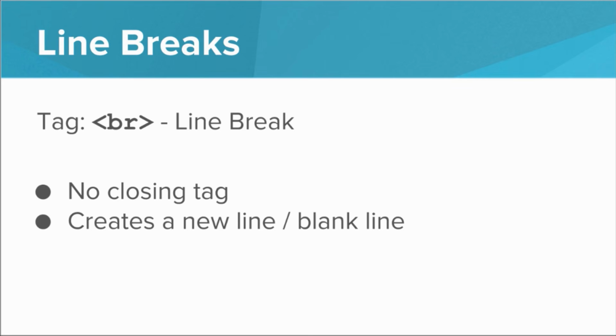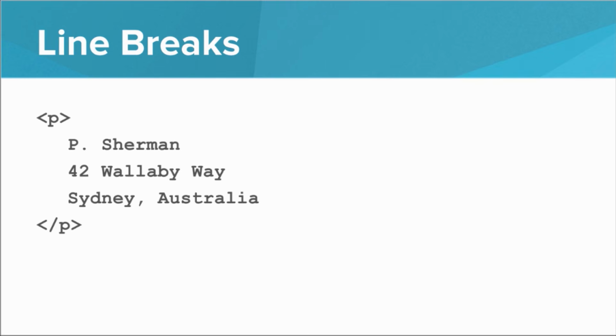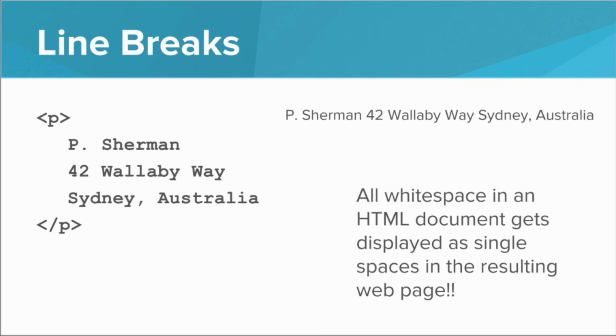Now for line breaks. If we use the BR tag or the break tag, that makes a line break or a new line on the resulting web page. Now this is another weird one that doesn't have a closing tag. All we do is type BR, the BR tag, and we get a blank line on the screen. So for example, say I was trying to write out the address, P. Sherman, 42 Wallaby Way, Sydney, Australia. If I put all of that inside a paragraph, it ends up showing up on the same line because, again, all white space in an HTML document gets displayed as single spaces in the resulting web page.